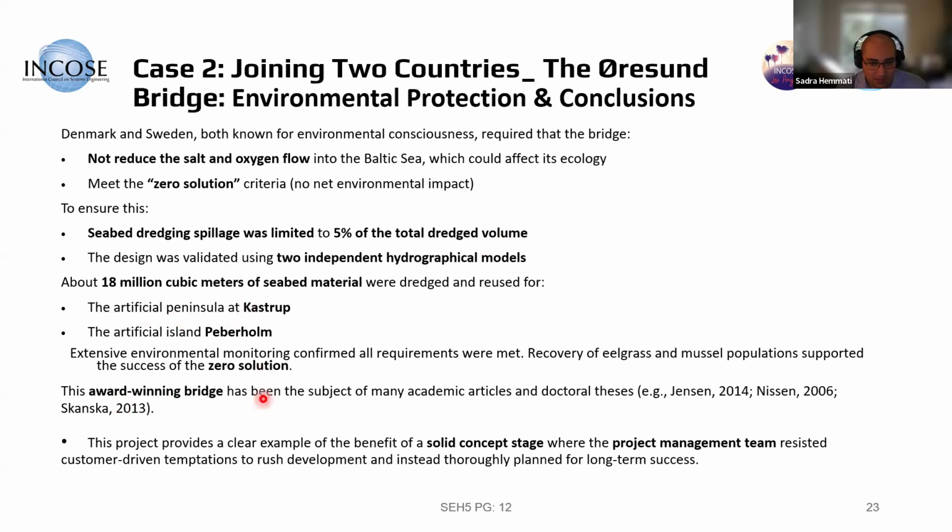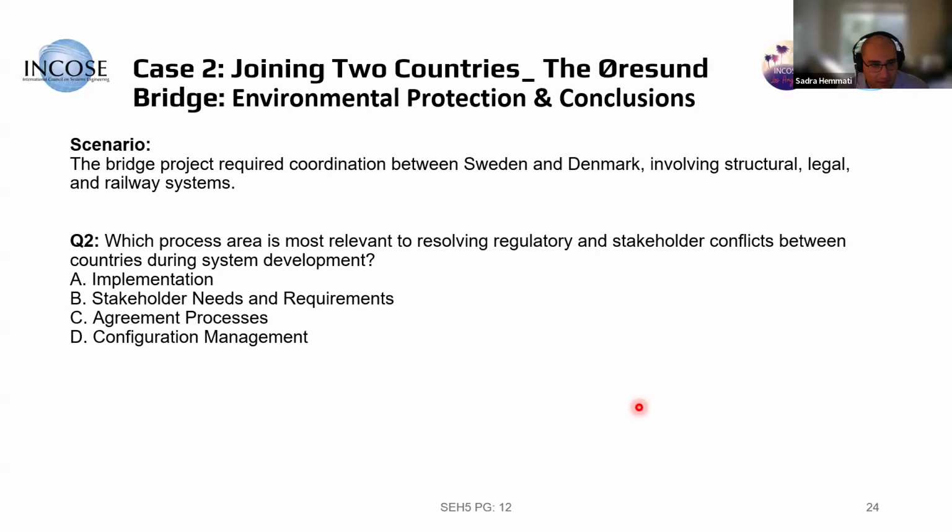There has been a lot of interest in publishing and studying the factors that caused this project to be successful. And the handbook says this is a clear example of the benefit of a solid concept stage, where the project management team resisted customer-driven temptations to rush development and instead thoroughly planned for long-term success. So that's one of the main takeaways from this.